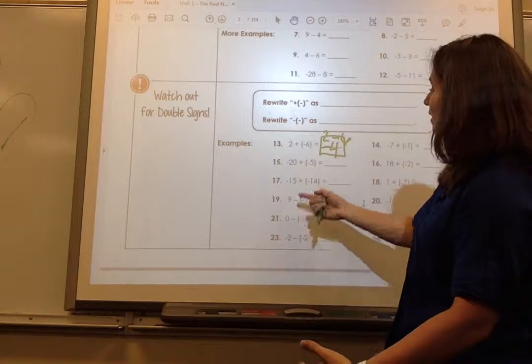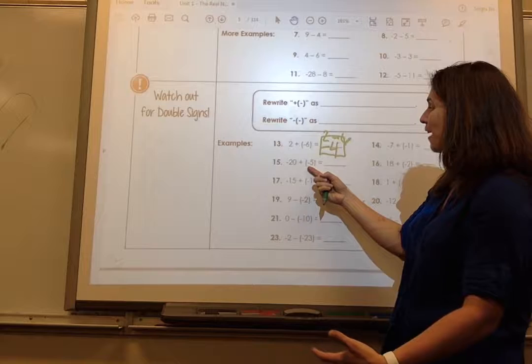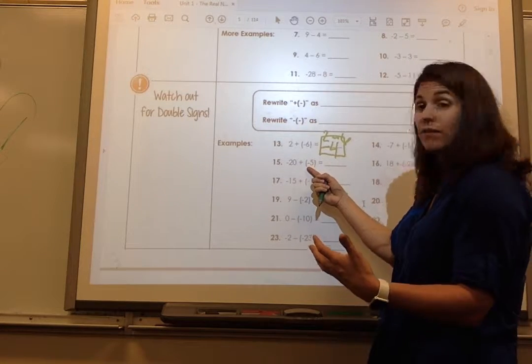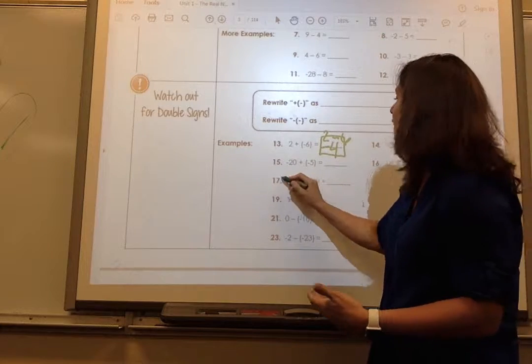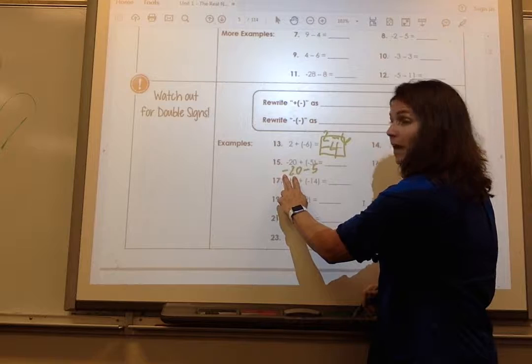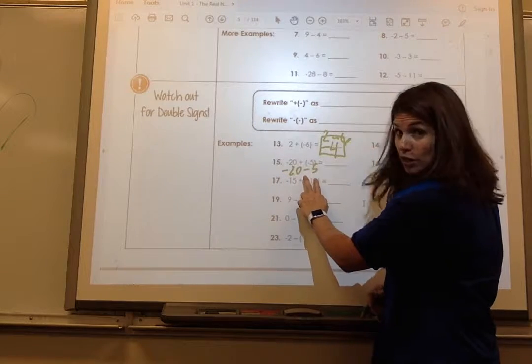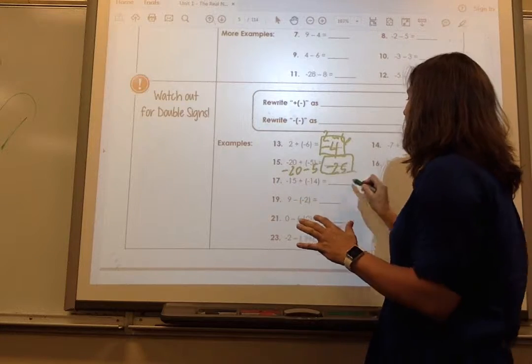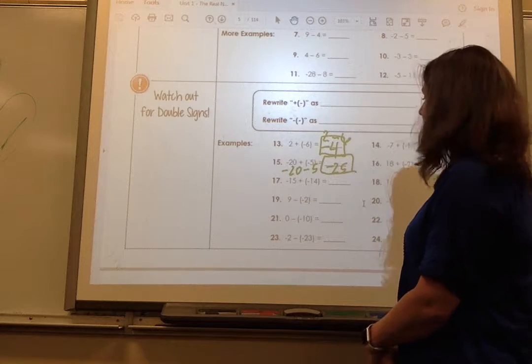So I'm going to rewrite this. I have negative 20 plus a negative 5. I don't want to see that plus a negative 5. So what's a positive times a negative? It's a negative. So I'm going to rewrite that to read negative 20 minus 5. Now I can see I have 20 red chips, 5 red chips. That means altogether I have negative 25 because I have 25 red chips.